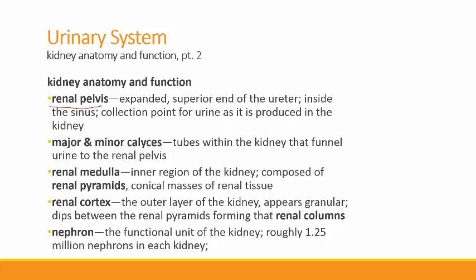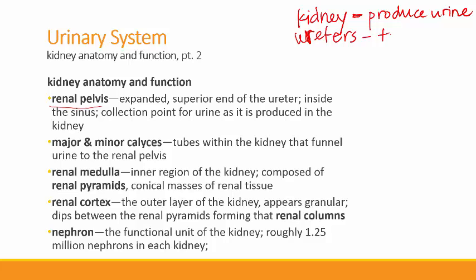If you look up in your notes, there are some terms that are there for definition. The kidneys are the organ responsible for producing urine. The ureters, and that's how you say that term, they're the ureters. The ureters are tubes that transport urine to the urinary bladder.